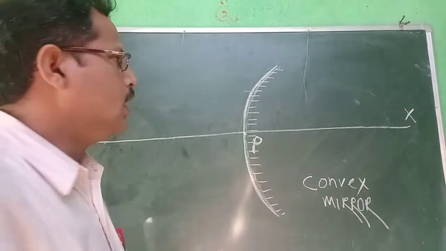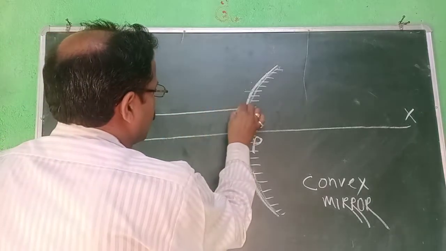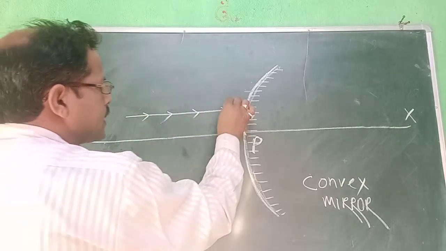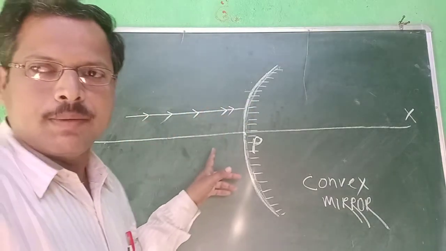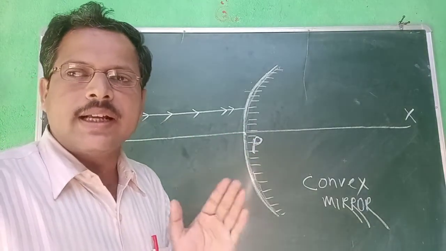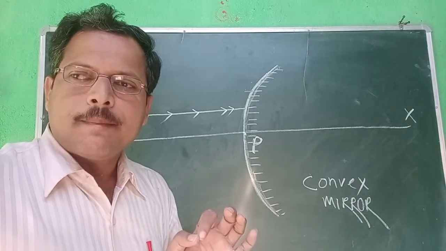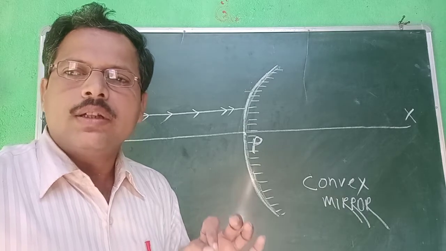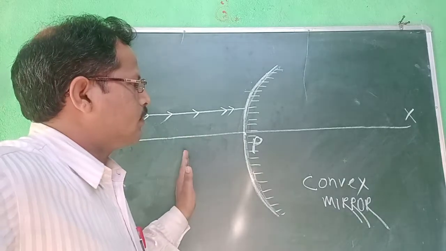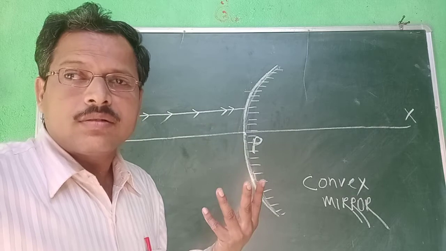So this is rule 1. When a ray of light comes parallel with the principal axis, that means the incident ray is parallel with the principal axis. Next, what happens? It will diverge.